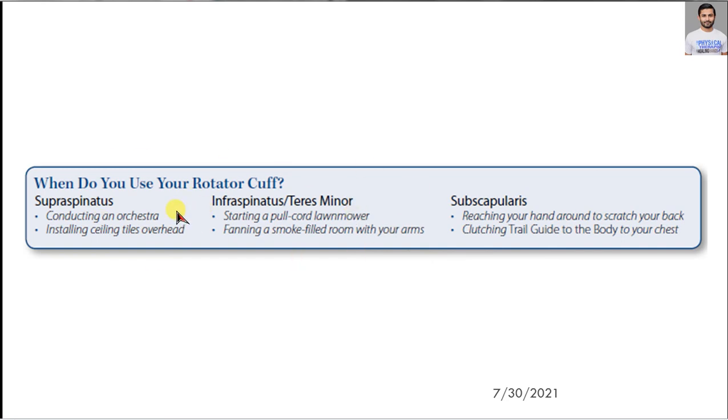These are a few movements when you use your rotator cuff. For supraspinatus: conducting an orchestra or installing ceiling tiles overhead. For infraspinatus or teres minor: starting a pull cord lawn mower, pulling the string of a generator, fanning a smoke filled room with your arms. For subscapularis: reaching your hand around to scratch your back, and clutching a trail guide to your chest. This is the name of the book.